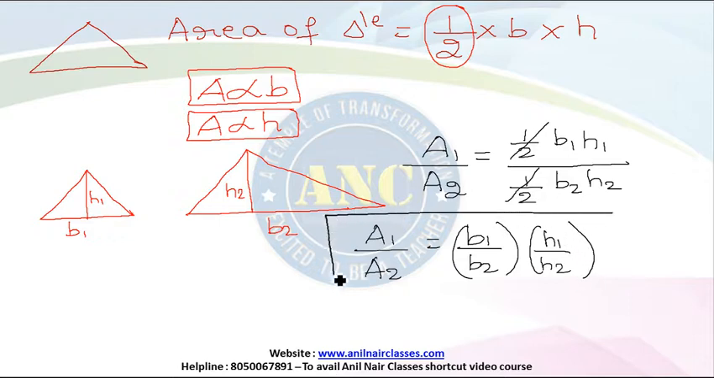The ratio of areas of two triangles is always proportional to the ratio of product of their corresponding bases and the corresponding heights. That means base of first triangle is b1, height of first triangle is h1, and it is the ratio. That means I need to take the product of base and height for the second triangle. Extremely important point. a1 divided by a2 is nothing but b1 h1 divided by b2 h2, or you can also say it as b1 by b2 into h1 by h2. Now this is something which you should definitely be aware of.